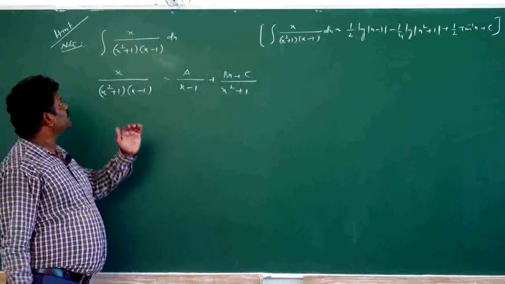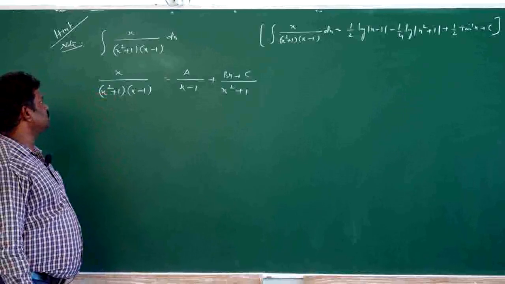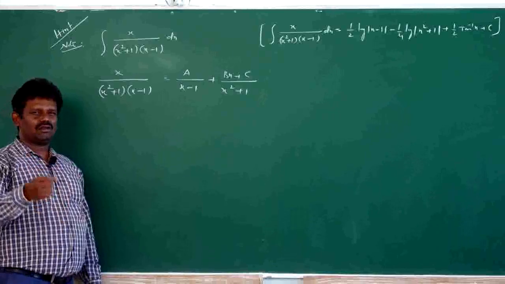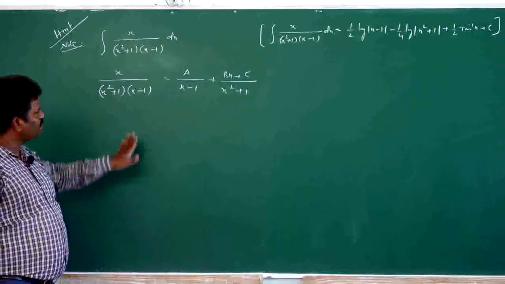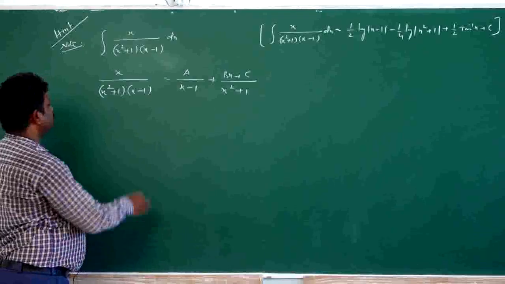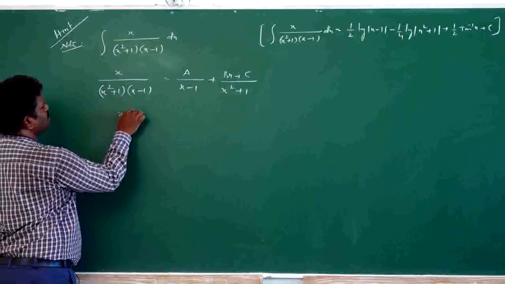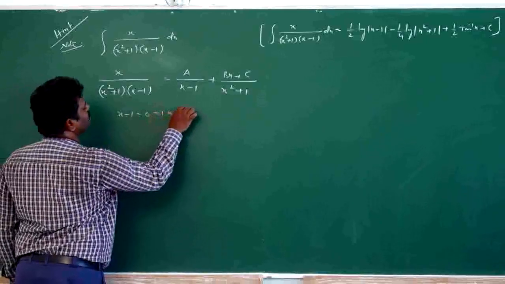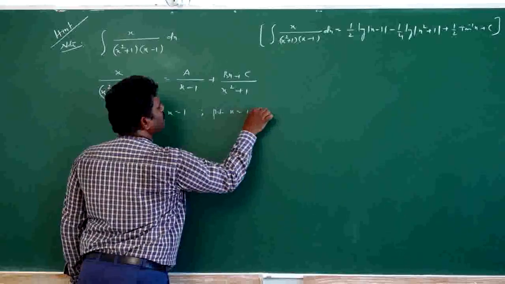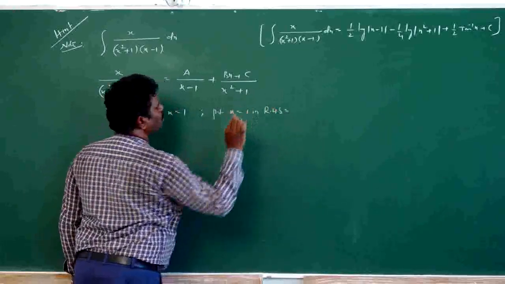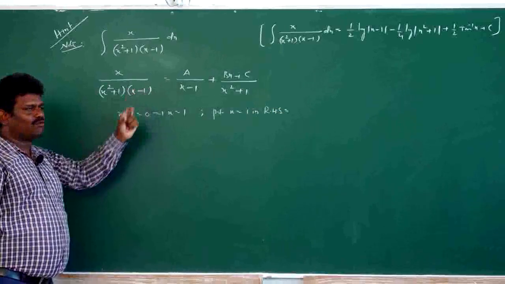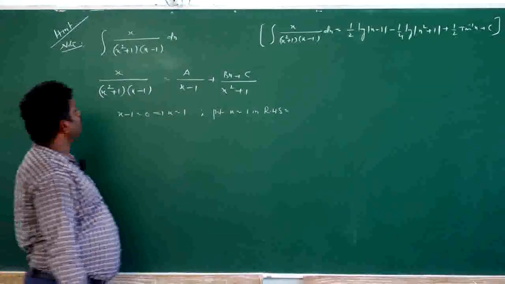Right, Sima, just now I explained the seventh question, integral x by (x square plus 1)(x minus 1) dx, and that is the answer. Now a shortcut method, in case a complicated one is given, you can apply this. Already I told you, a by x minus 1 is there. Take x minus 1 is equal to 0, that implies x is equal to 1. Now put x is equal to 1 in the RHS, except for this factor. Now we substitute these two values, then what value do we get?